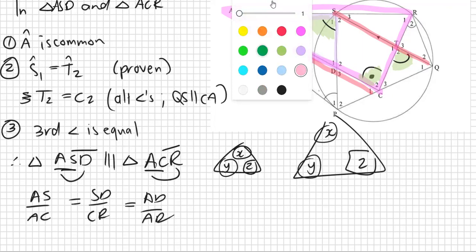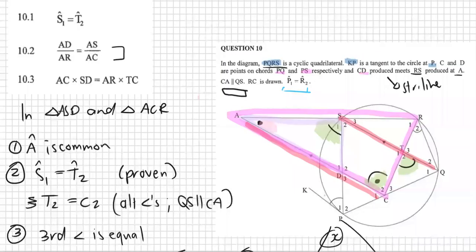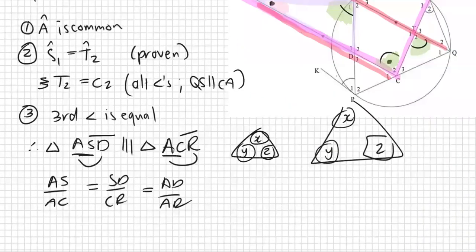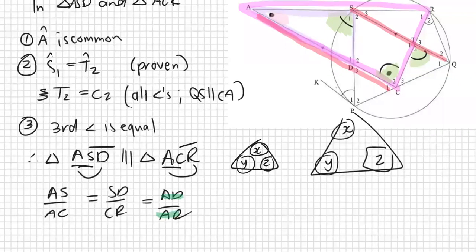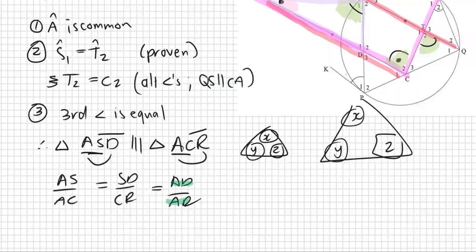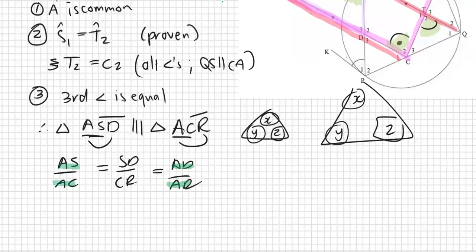And for this last step, we just go back to our question and check. We wanted AD over AR, so let's see if that's there. AD over AR, and we wanted AS over AC. AS over AC, okay. In your proof, you don't have to write this one as well, but I did to be thorough. So AS over AC is equal to AD over AR, which is the answer. That was question 10.2. Question 10.3.